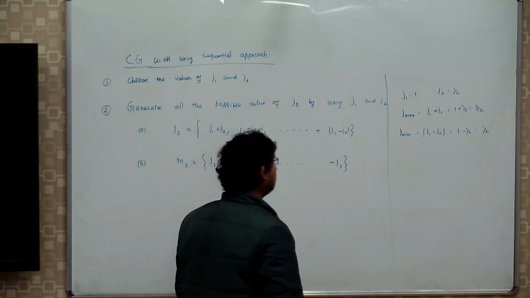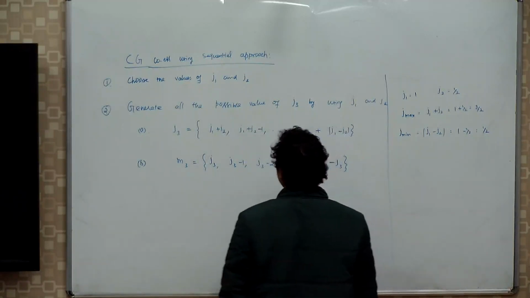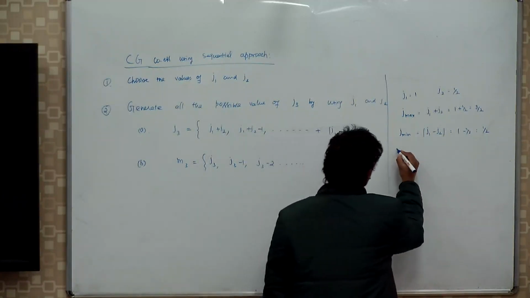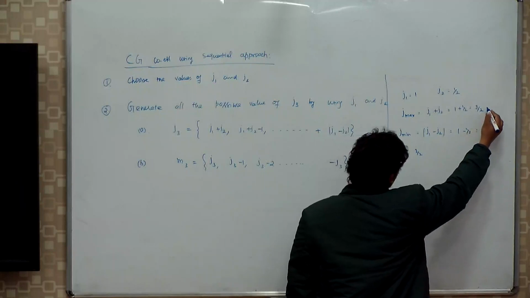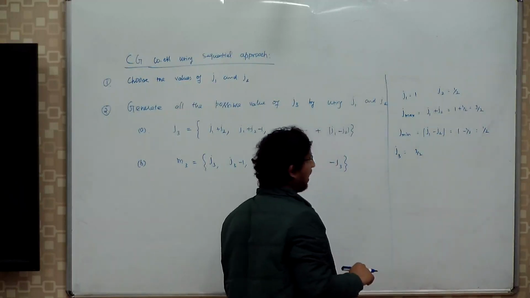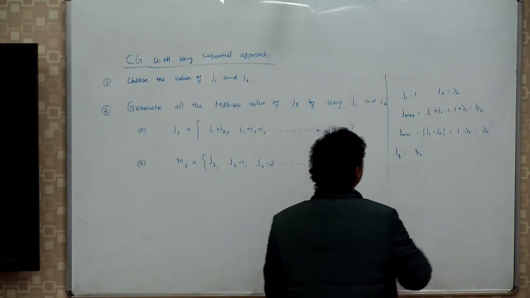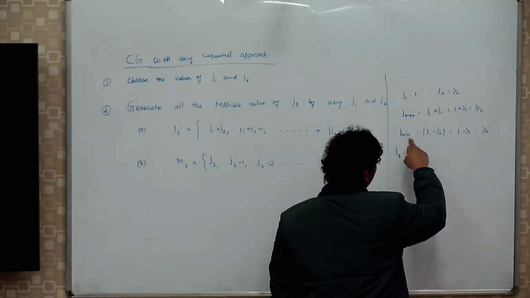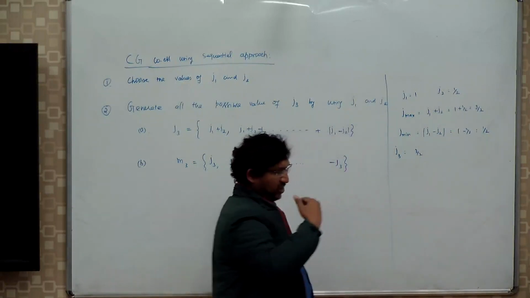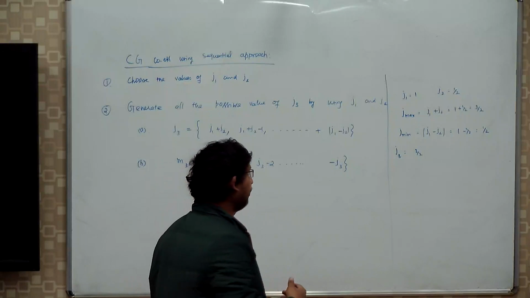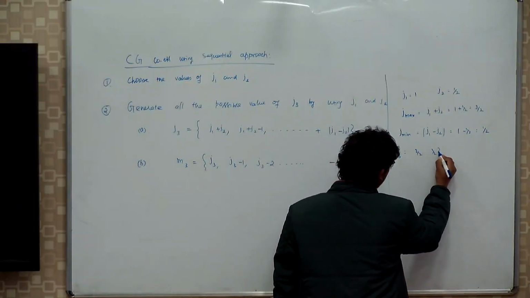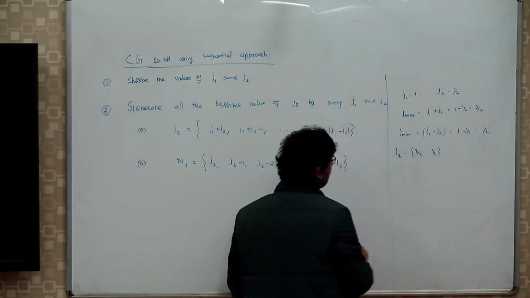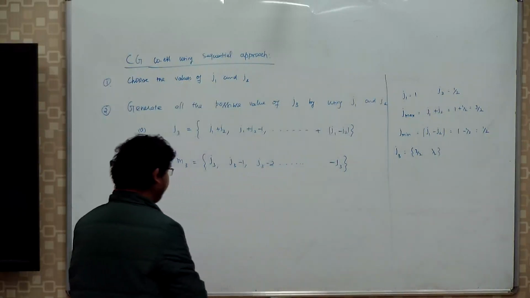Then the possible values of J3 here: J maximum is 3 by 2, then you lower it one notch down. So you have to come from J maximum to J minimum, lowering one notch at a time. So 3 by 2 minus 1, you will get 1 by 2. So only these two values are under J3.